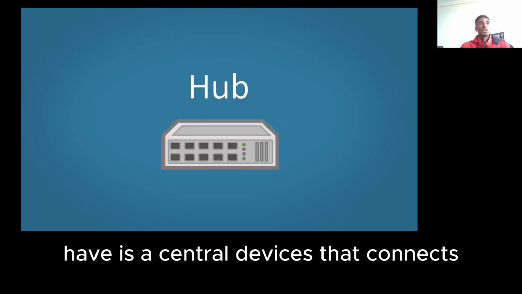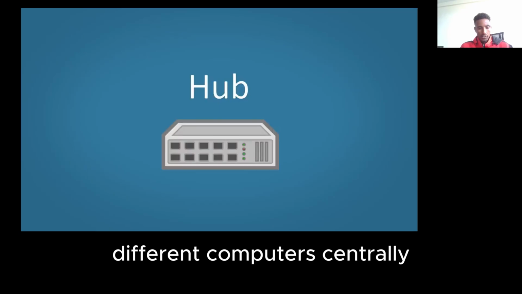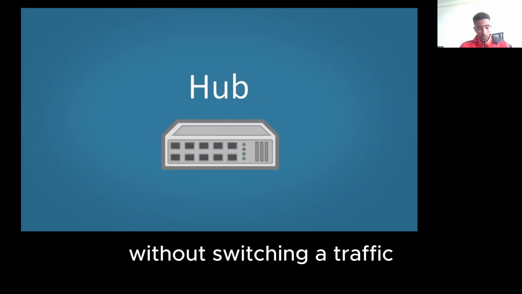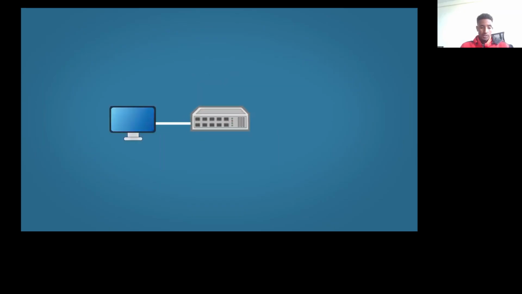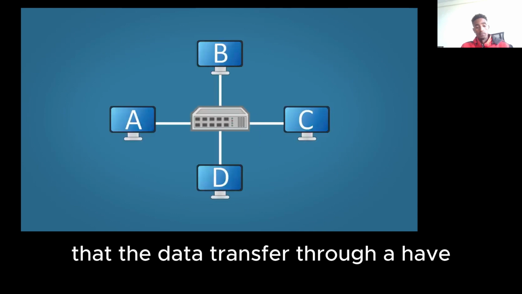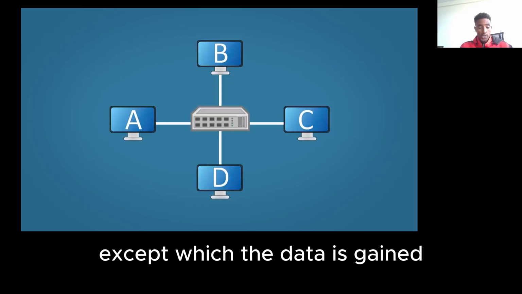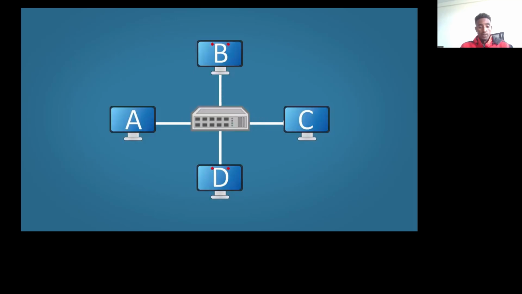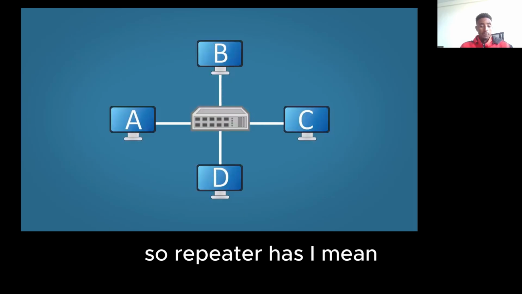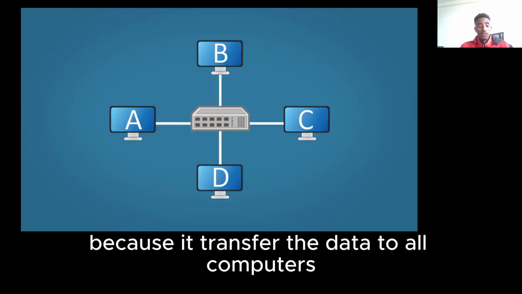On the other hand, a hub is a central device that connects different computers centrally without switching traffic. The data transferred through a hub is broadcast to all the different computers, except the one from which the data was sent. So a hub is not secure, because it transfers the data to all computers.